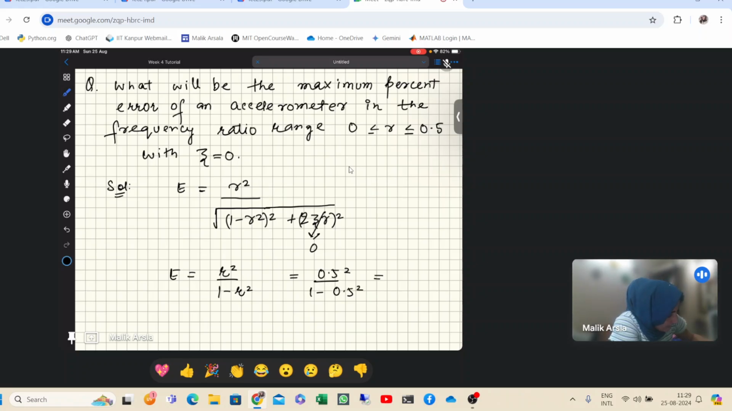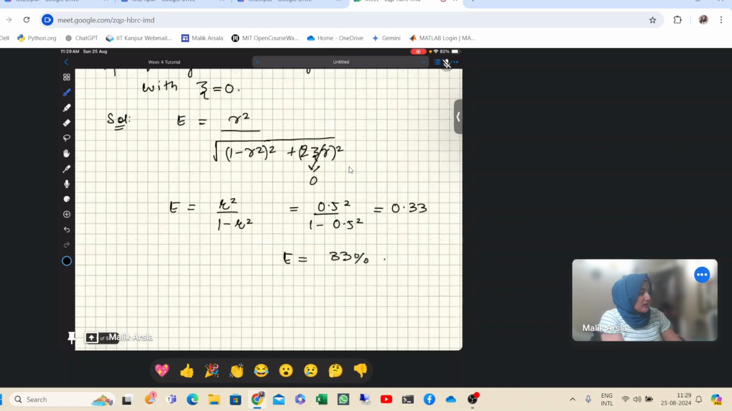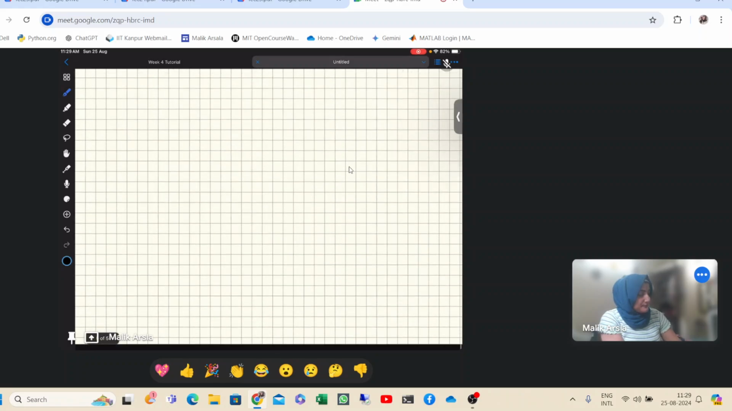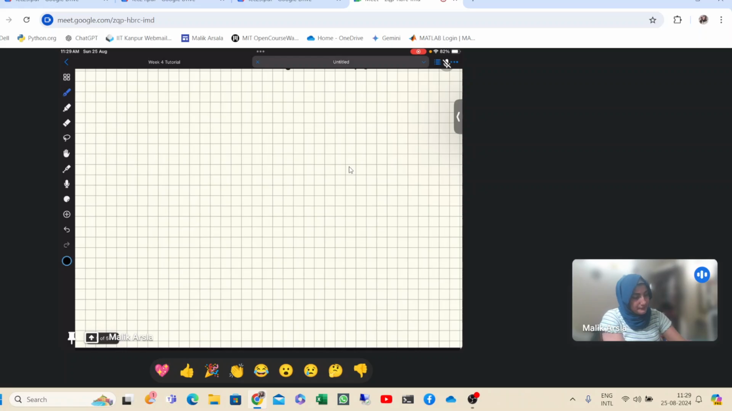Now it will come out to be 0.33. So the error we have is equal to 33%. Okay. This question was very straightforward. So we will move to the next question.